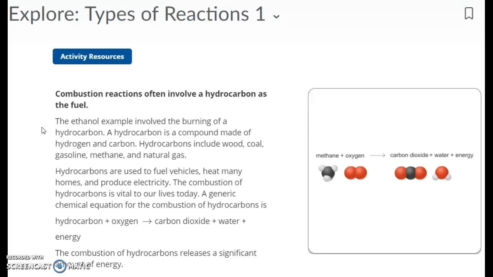A hydrocarbon is a compound made up of hydrogen and carbon. Hydrocarbons include wood, coal, gasoline, methane, and natural gas. Hydrocarbons are used to fuel vehicles, heat many homes, and produce electricity. The combustion of hydrocarbons is vital to our lives today. A generic chemical equation for the combustion of hydrocarbons is a hydrocarbon plus oxygen yields carbon dioxide plus water plus energy. The combustion of hydrocarbons releases a significant amount of energy.